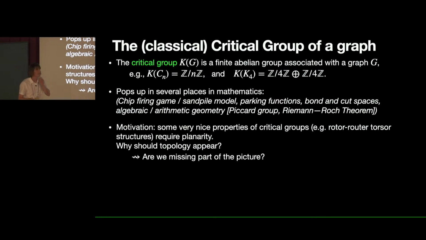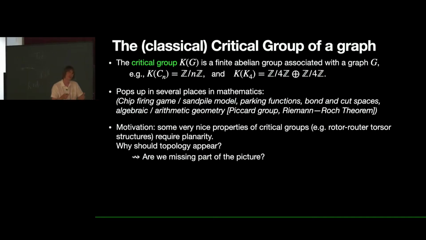And my motivation for what I'm doing today is really that there are some very nice properties about the critical group. And what is a critical group? It's a group of an abstract graph. But these very nice properties actually require you to consider plane graphs. And moreover, they require you to take a plane embedding. So what's happening is you've got topology coming into a situation where it shouldn't really be there. Okay, so what do I think as a mathematician? Well, clearly, maybe we're missing some part of the picture here. There's some topology creeping in and we don't quite understand where.